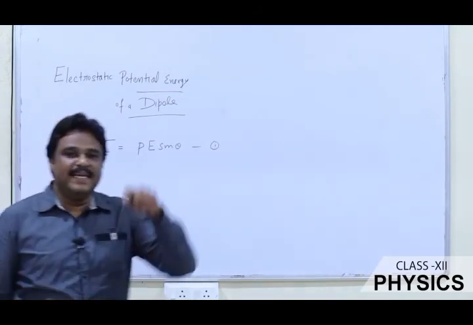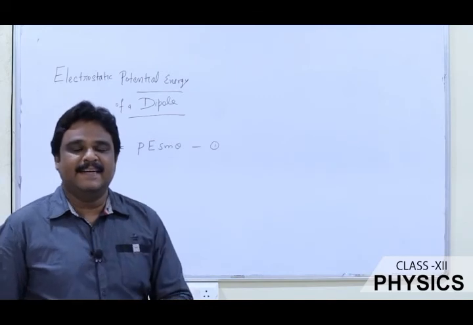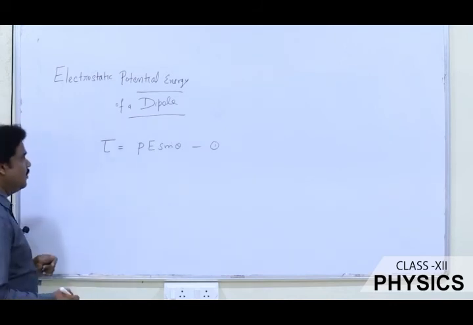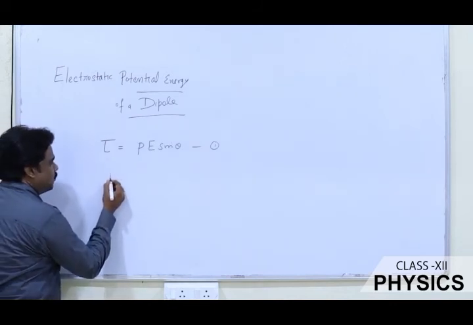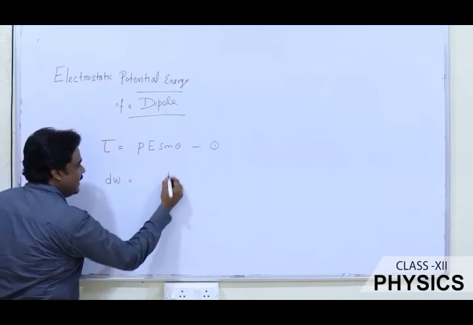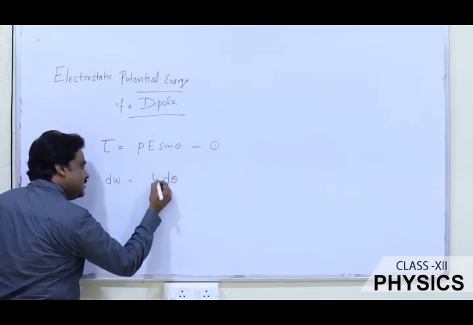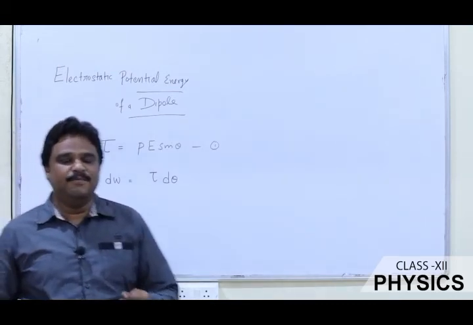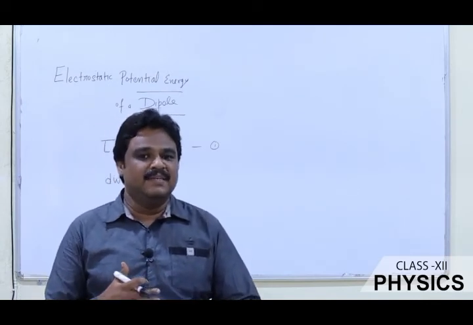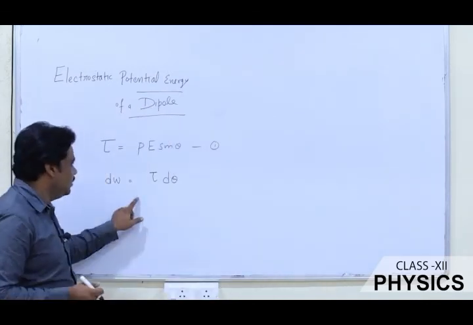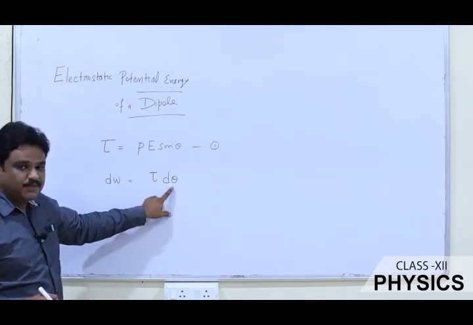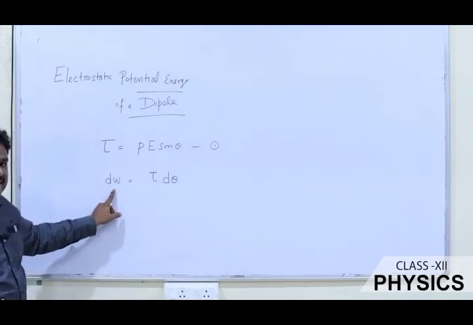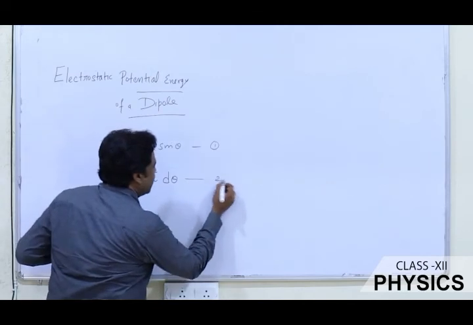Once again, if a dipole is placed in a uniform electric field, as we already derived, it experiences a torque, tau is equal to pE sin theta. Now, the small work done in rotating the dipole through a small angle d theta against the torque can be written as dW is equal to tau d theta. Work done can be obtained only when we do something opposing. So I rotate the dipole through a very small angle d theta against the torque. Then the small work done is dW is equal to tau d theta. Mark it as equation number 2.